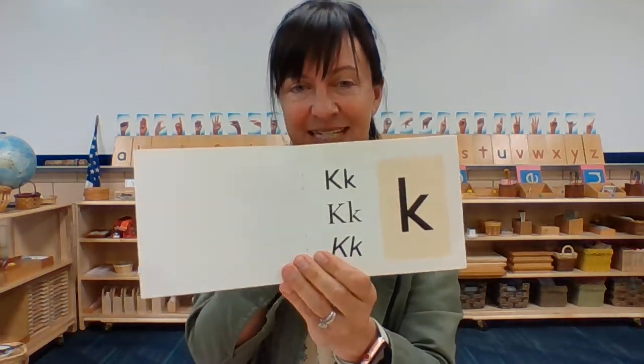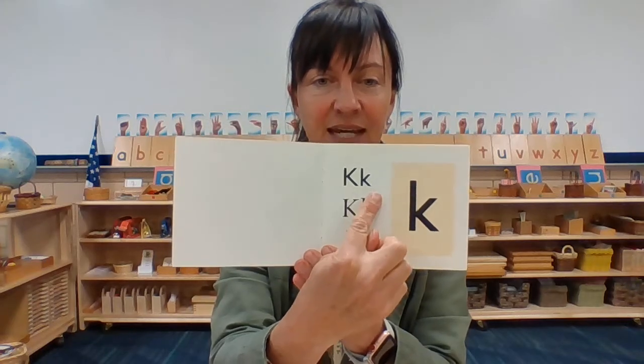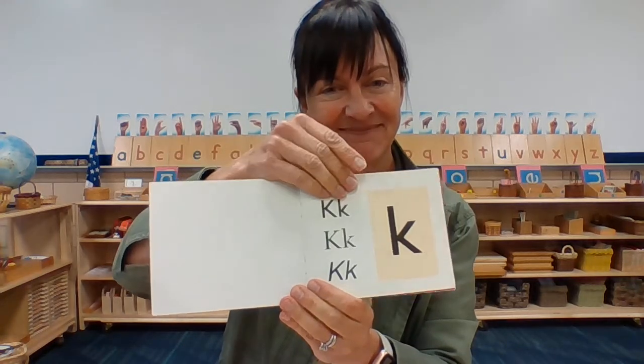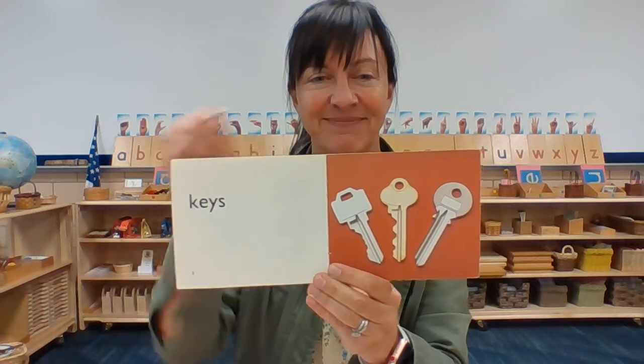Let's read our K book. Like key. What does a key go into? Doors, locks, yeah, key. There are different Ks. Look how similar the Ks look, the capital K and the lowercase k. Keys. How many keys did you see? Do you remember? 3. 1, 2, 3. 3 keys.